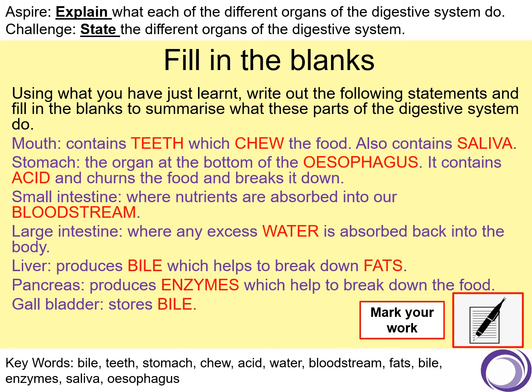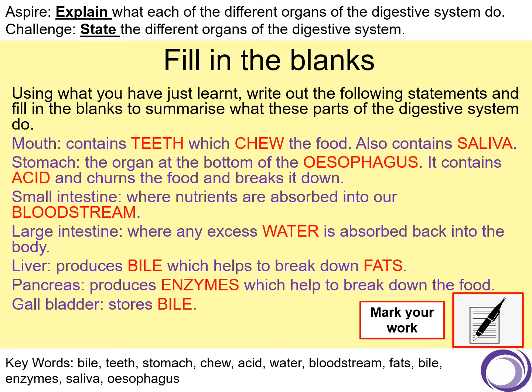Okay, so let's go through the answers. The first one you should have should be the word teeth. And the second word that you should have should be chew. And then the final word that you should have should be saliva. So the sentence is: the mouth contains teeth which chew the food, and also contains saliva.